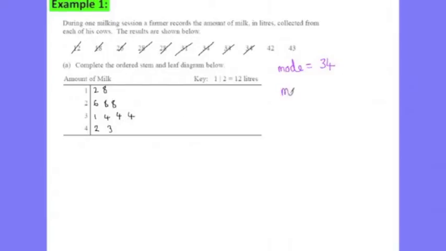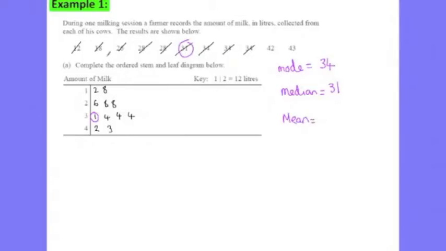The median. The median is the middle number. We have 11 numbers. The middle number will be the median. The median will be here: 5 numbers below, 5 numbers above. You may also want to use the list to identify this number. The median, 31.